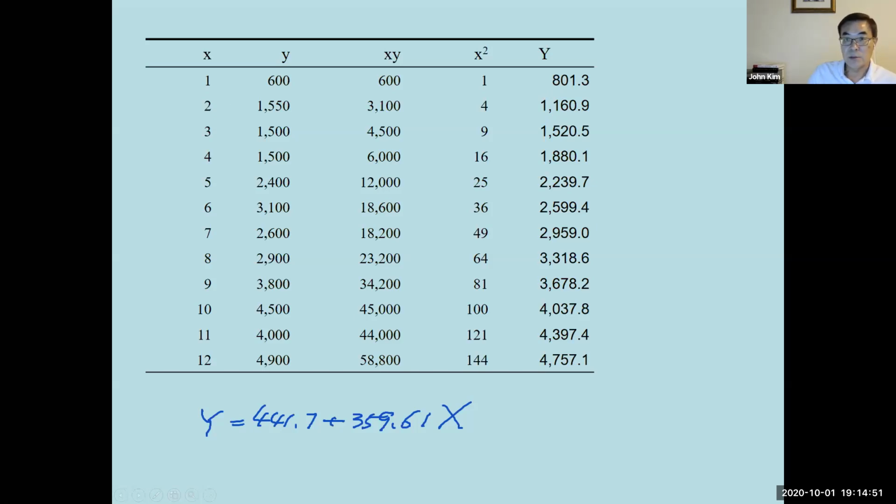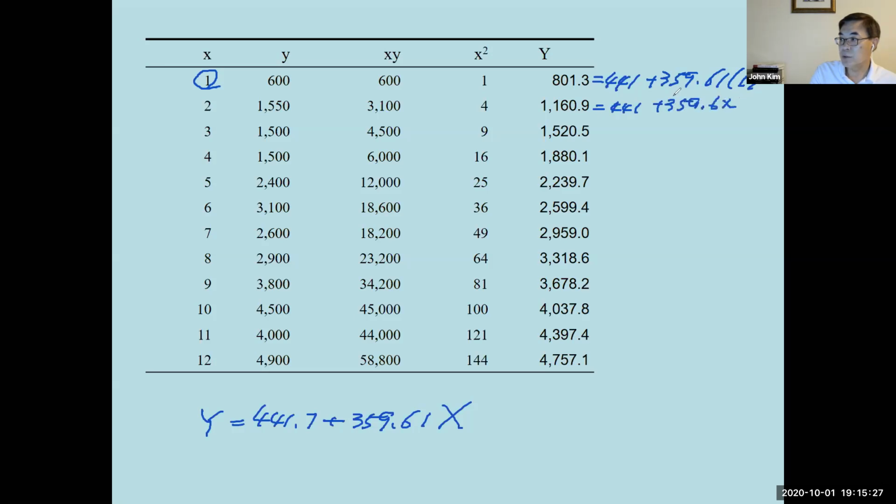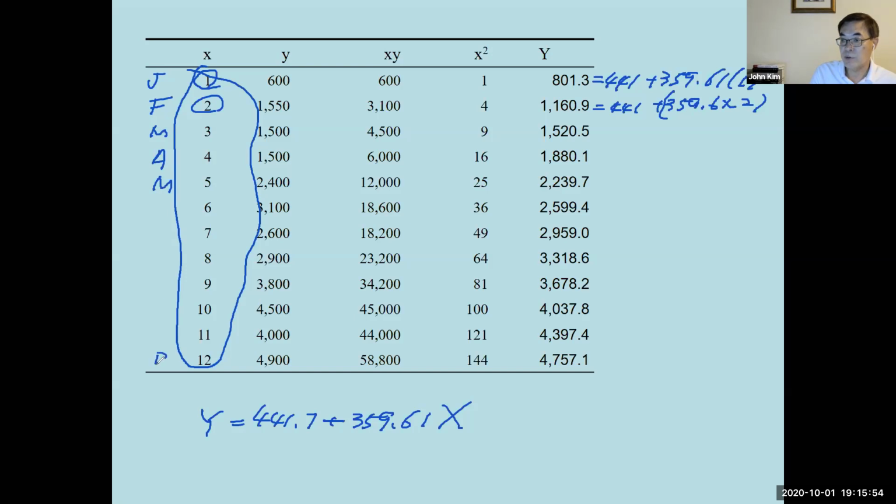Then using this equation, we can get a forecast y. That is, this one equals 441 plus 359.61 times the x variable, which is this one, so 1. Equals 441 plus 359.6 times 2. So the x variable is now time series data, because when time changes, this value changes. So January, February, March, April, May, and December, like this.